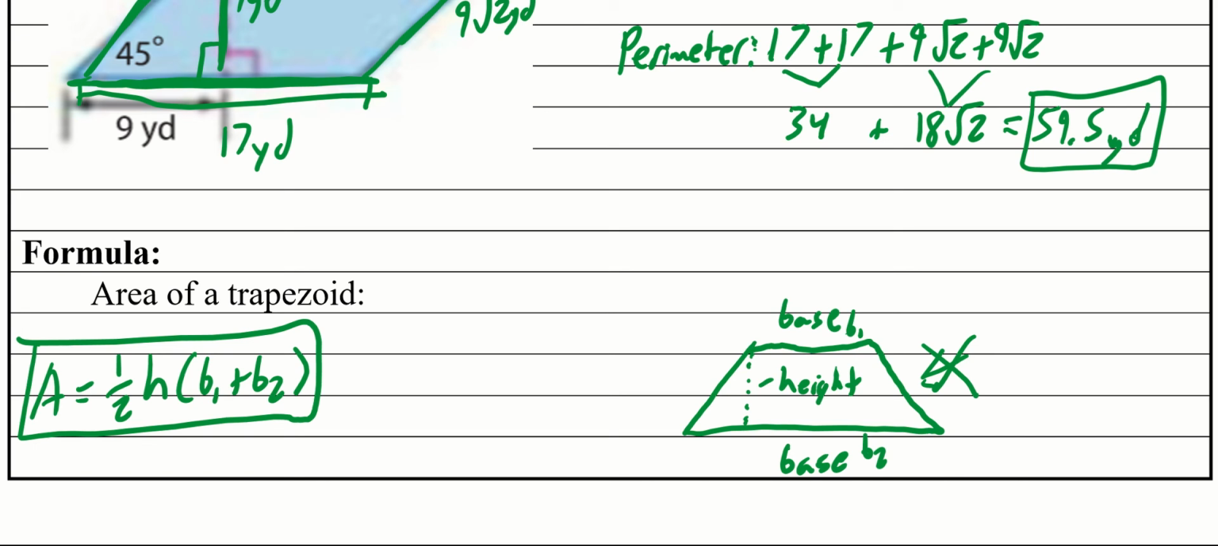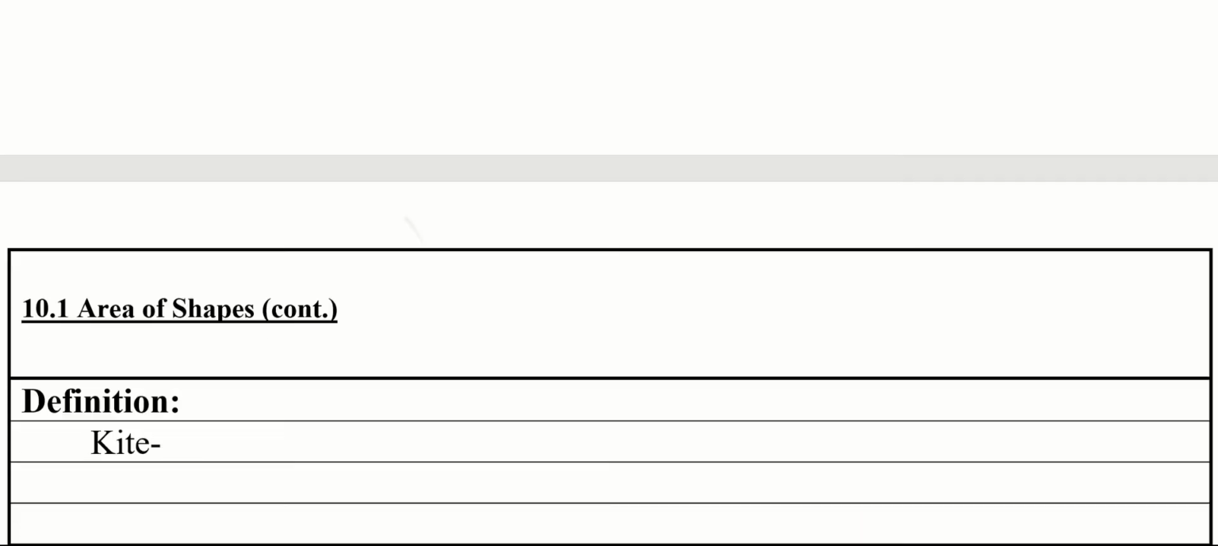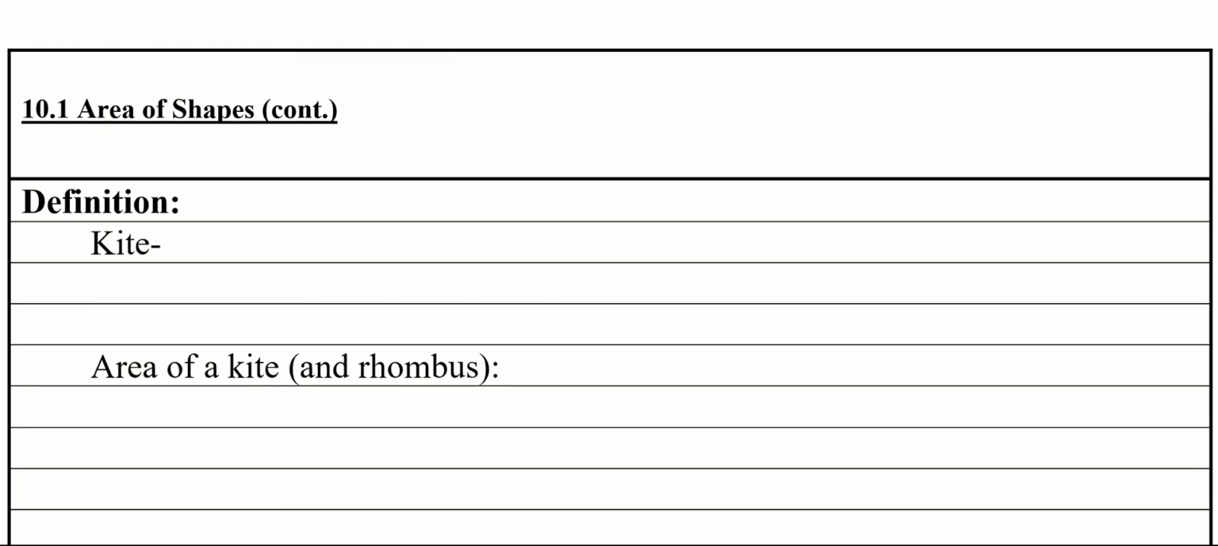One other shape that we need to introduce here that we did not introduce in our quadrilaterals unit is a kite. We didn't go over it. It's not required material that we needed to go over, but we're going to introduce it now because we need to know how to at least find the area of it. So first off, definition. What is a kite in terms of geometry definitions?